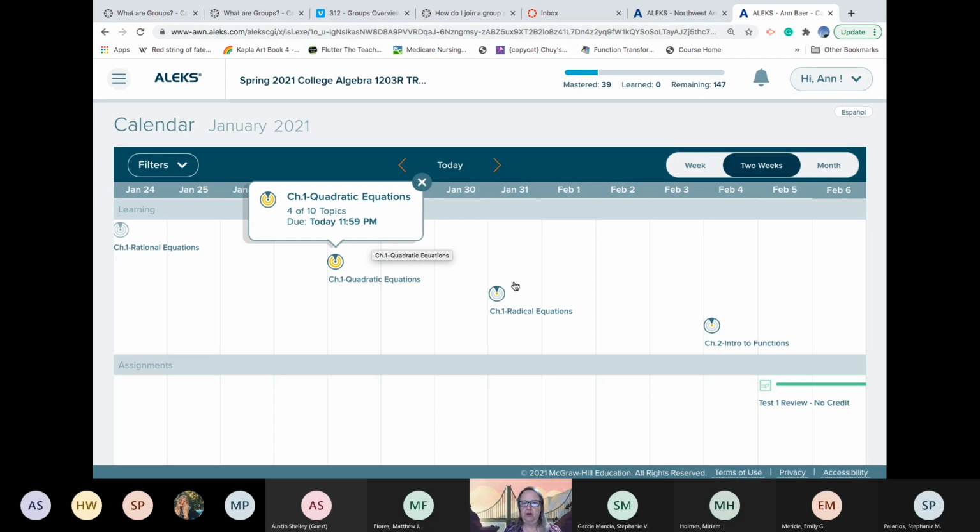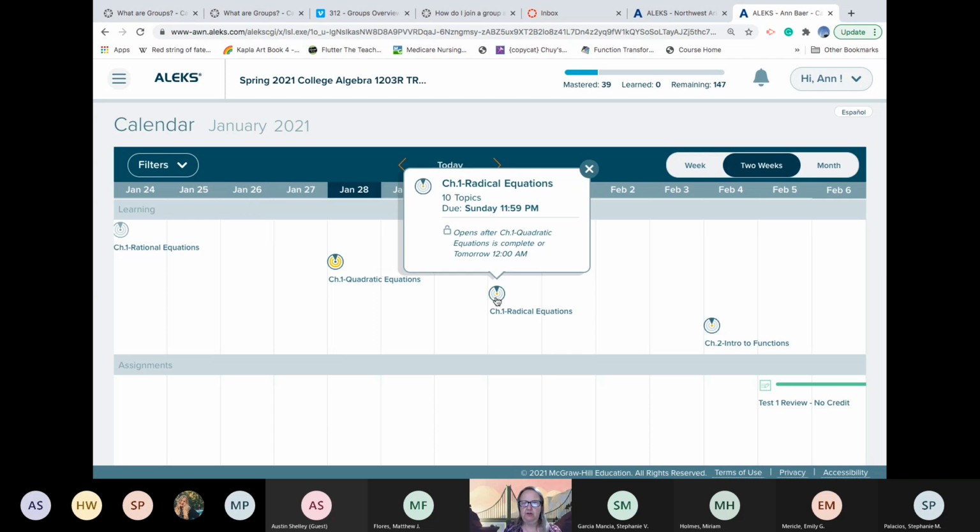We're doing radical equations now. That's due Sunday, 11:59 p.m. And let's do that again. So it tells you, this is interesting. They just put this in the fall. Opens after chapter 1 quadratic equations is complete, or tomorrow at 12 a.m. So it's telling you when it will open.